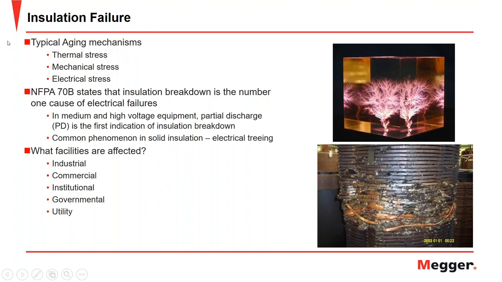And when we talk about people that are affected by insulation failures, really this affects everybody across the board. It could range from industrial, such as large manufacturing and cogeneration, to commercial, such as research parks and high rises, institutional campuses and hospitals, governmental agencies like military bases and large office complexes, as well as utilities, whether they be investor-owned or municipalities.